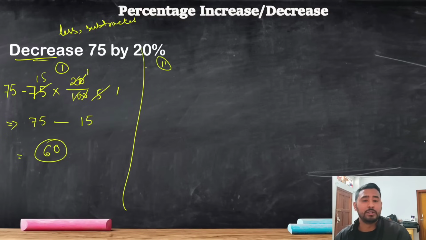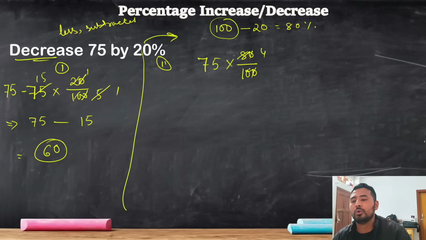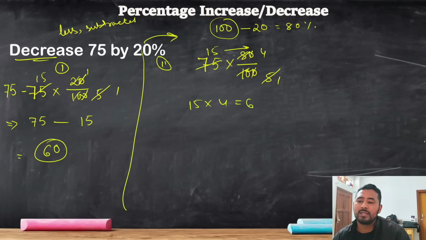Let's go to method 2. Like I said, 20% decrease. If increase, our base is 100%. Decrease, how much will decrease? Minus 20, so it will come around 80%. So we can write the regular one, 75 into 80 by 100. Now cancel 0, 0, 2, 4, 2, 5, 5, 1, 5, 15. Now multiply 15 into 4. How much should we be getting? 15 into 4 will be 60. Right? Are we getting the same? 60. Now let us see the third method.